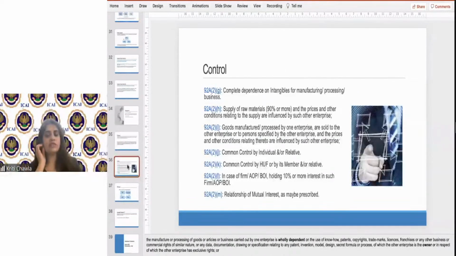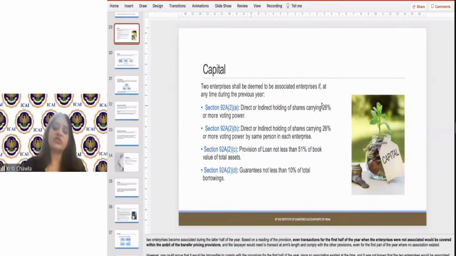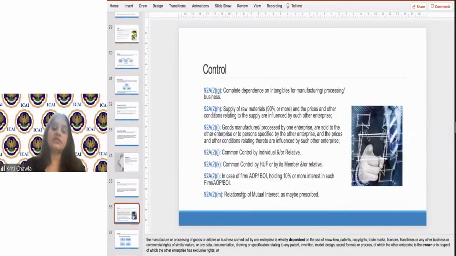Now, if you look at a summary of these control conditions, I do understand that they are very difficult to absorb because they are not as specific as the other definitions. Management was very specific. Even the capital one was very specific, because they said 26%, 51%, 10%. But these definitions of control are not very specific, and hence it might become a little difficult to understand them. This is the reason that there is a lot of litigation in the country on what is the definition of control for the purposes of Income Tax Act transfer pricing.